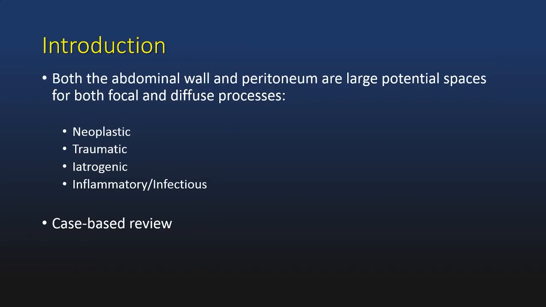As a broad overview, both the abdominal wall and peritoneum are large potential spaces for both focal and diffuse processes, including neoplastic, traumatic, iatrogenic, inflammatory, and infectious processes. In this 20-minute or so case-based review, I'd like to review some common and uncommon pathologies that you may encounter in both of these compartments.